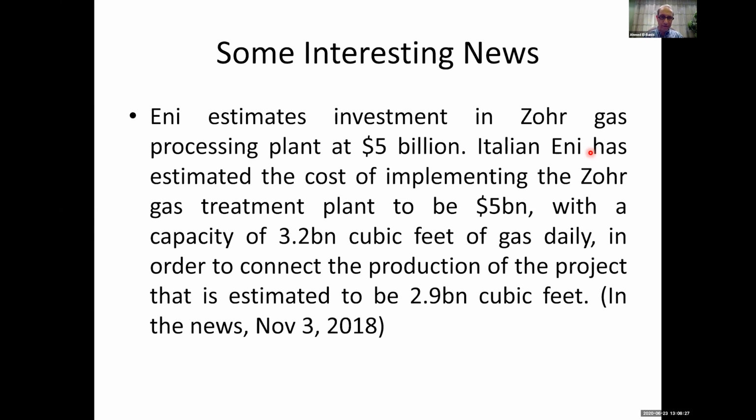The total cost of a project like Zohr, which is offshore Egypt in the Mediterranean Sea, in the deep water, the overall cost is more than $12 billion. And this is one project. We do have examples of very giant projects like that, and even much bigger projects. For an oil company to spend several $billion in one project is not uncommon in the petroleum industry.